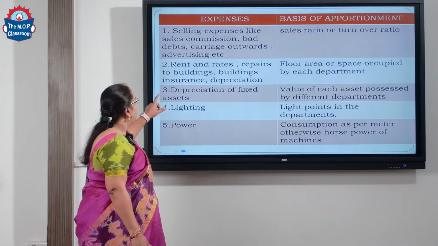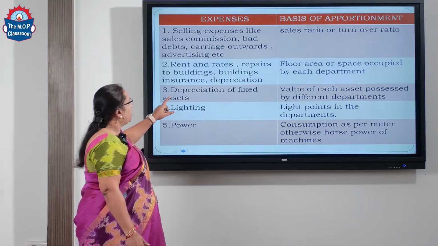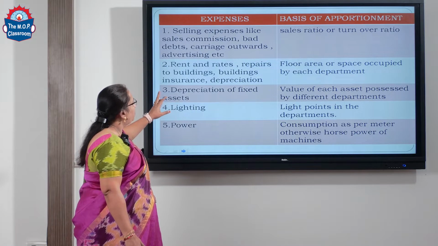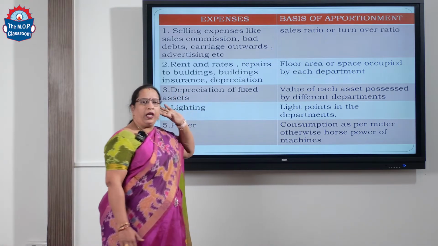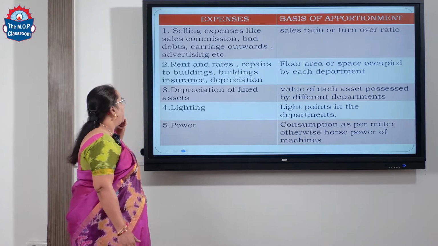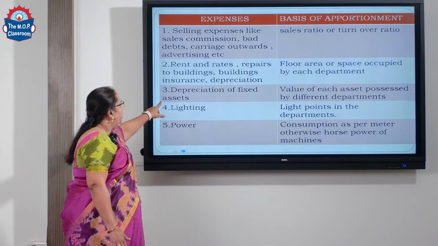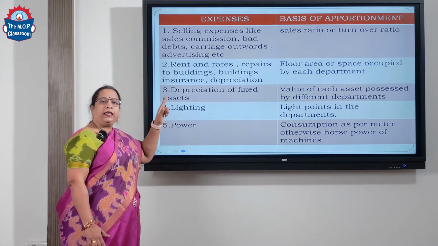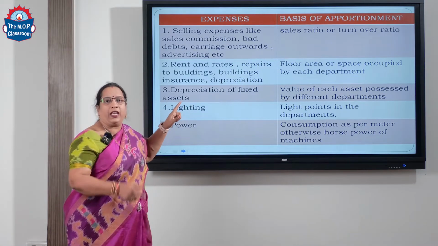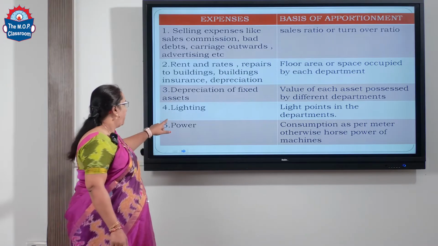Rent, rates, repairs of buildings, building insurance, depreciation. Anything which is related to rent, rates should be on the basis of floor area or the space occupied by each department in the building. Depreciation of the fixed assets is related to fixed assets, so it should be based on the value of the assets possessed by each department.